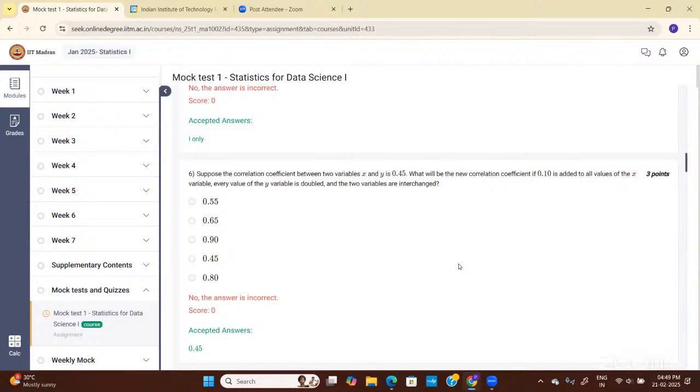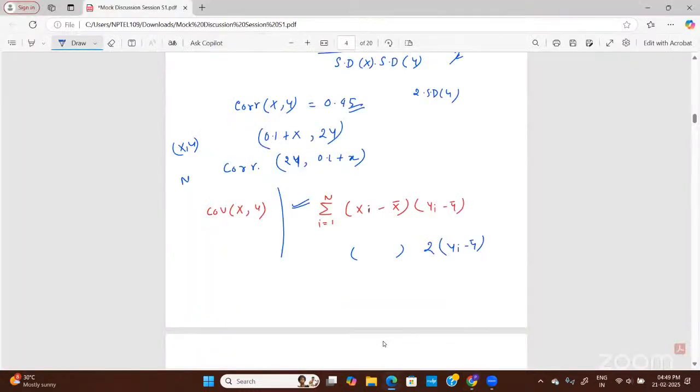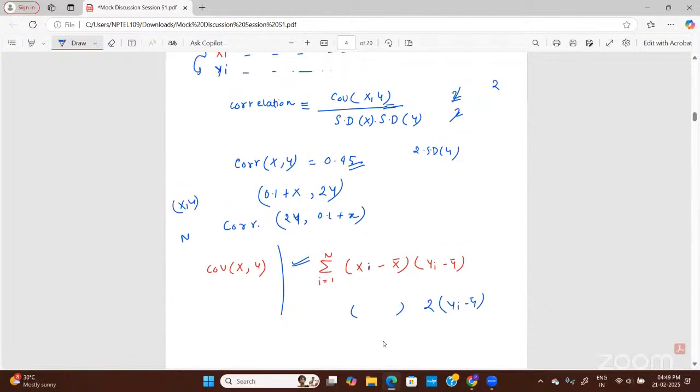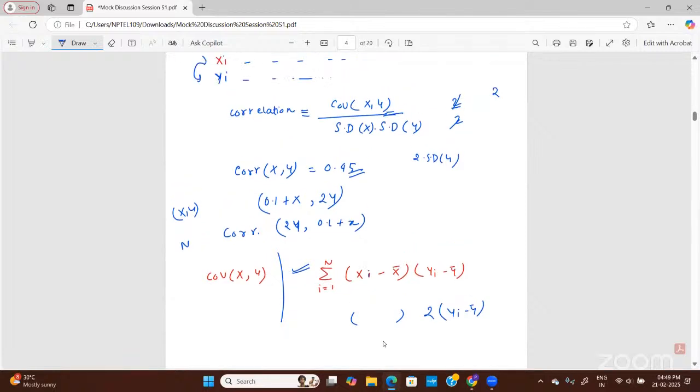But ma'am, when you were calculating the covariance of x1 y1, then we have to divide by n, right? But we don't know n. Here we have to find the correlation, not the covariance. No, ma'am, but for the correlation, we have to know the covariance between x and y. So when calculating the covariance between x and y, we have to divide by n. That's what I was asking.